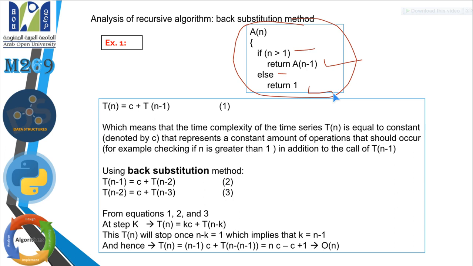So this method will continue running as long as the value of n is greater than 1. Once the value of n is not greater than 1, which means that it is equal to 1 or less than 1, what will happen? The function will stop and return 1.